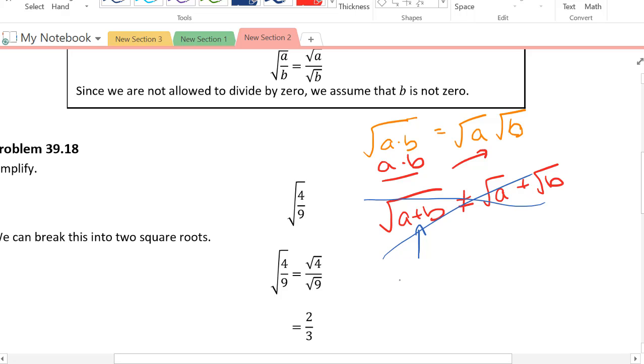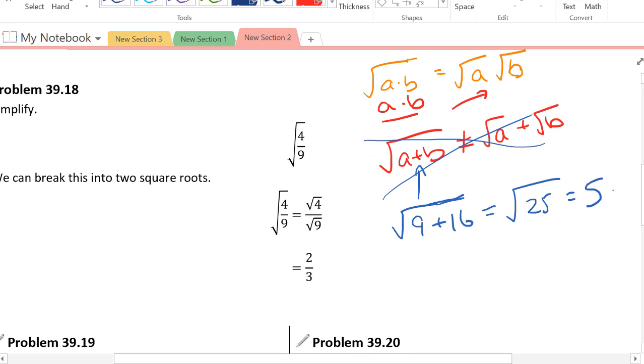One example you can think about is if I had radical 9 plus 16. The correct way to do this is to add under the radical first. So this is equal to radical of 9 plus 16, which is 25, which is equal to 5. So this is the correct way. The wrong way to do it is, let's say you wanted to split them up. If you split them up, what would you get? That'd be 3 plus 4, which is equal to 7.